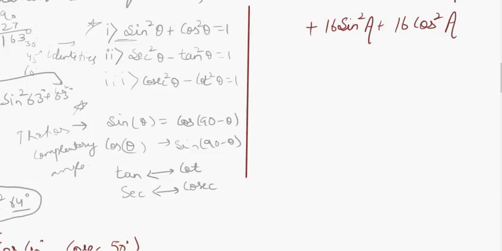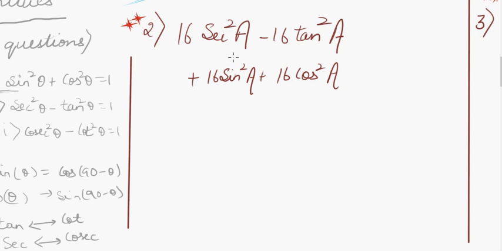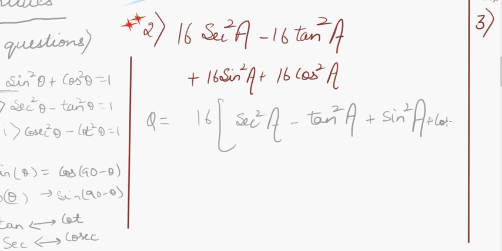Let us check what is in store in the second question. The question says 16 secant square a minus 16 tangent square a plus 16 sine square a plus 16 cos square a. Now first of all, let it be denoted by Q. 16 is common in all the terms. So take 16 common outside the brackets, and we are left with secant square a minus tangent square a plus sine square a plus cos square a.